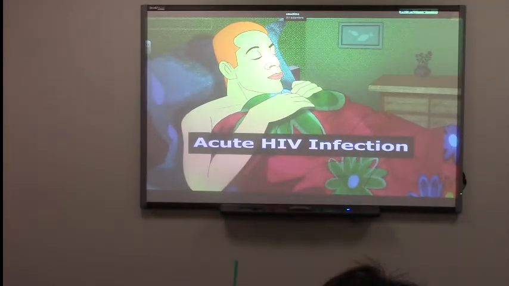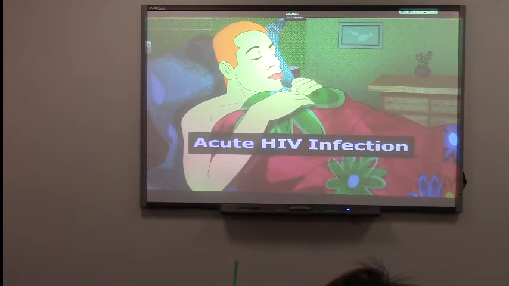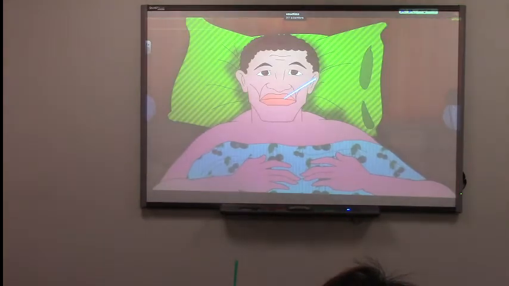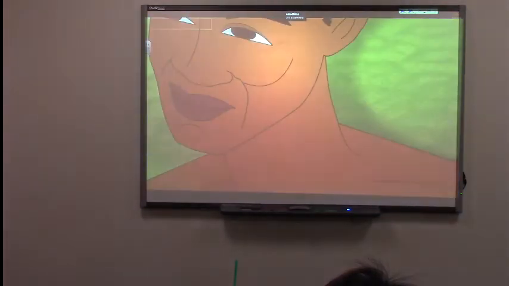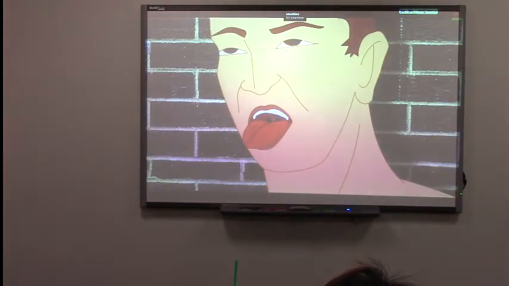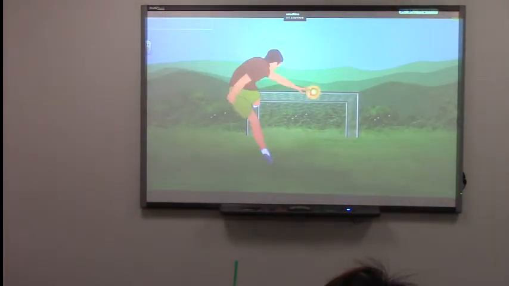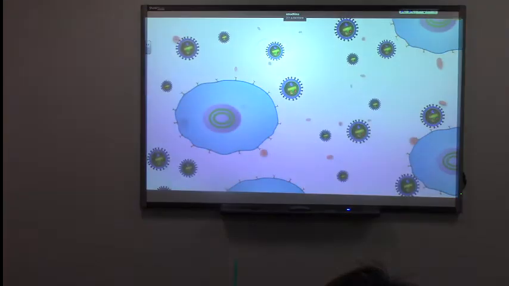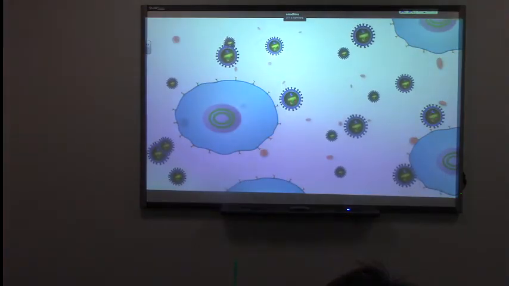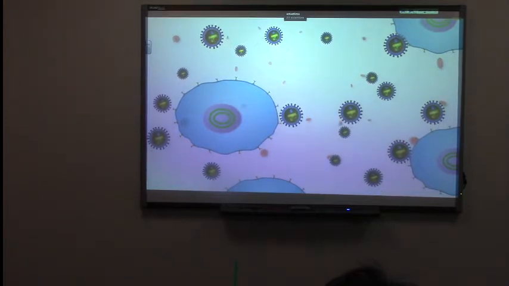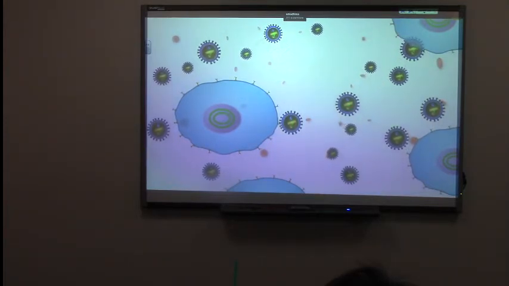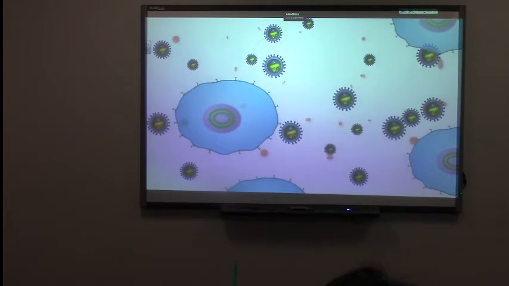Acute HIV infection. At some time during the first month or so after HIV enters the body, a person may have a flu-like illness. Symptoms may include fever, fatigue, rash, headache, swollen lymph nodes, and sore throat. Some people have no symptoms at all. The viral levels at this time are very high because at first the body is unable to fight the virus. During this time, the HIV antibody test is negative. This is called the window period.